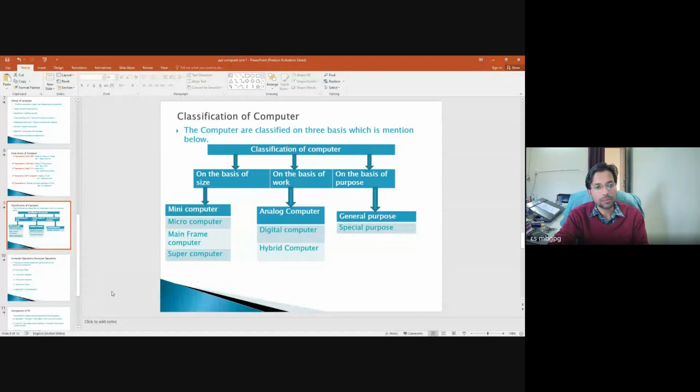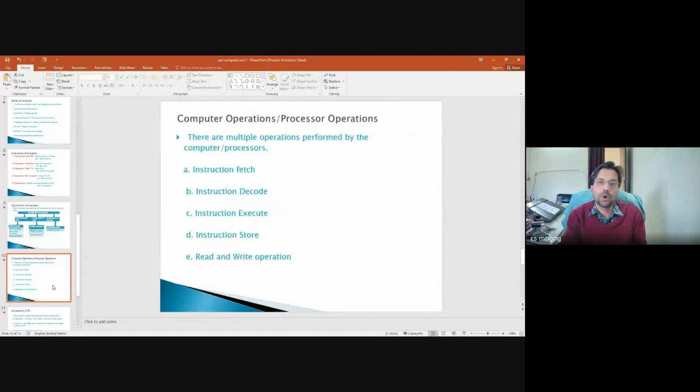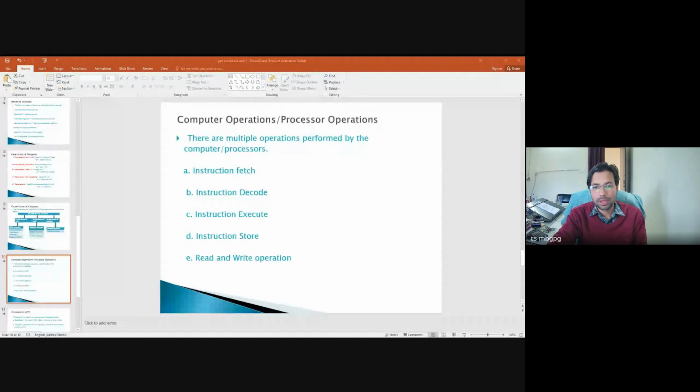Next is computer operations, processor operations. How is the data processed in the computer system? At first, what do you mean by data? Can anyone tell me that? What is data? Anyone of you?